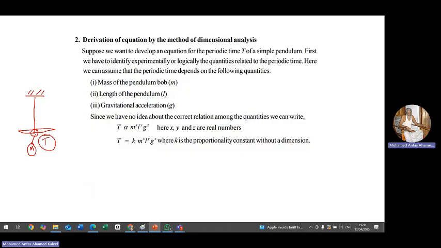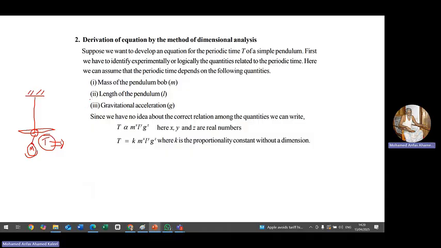If the pendulum mass is high, what happens? The oscillation will not be much. If the pendulum has a small mass, it will oscillate easily. So the time taken for the oscillation will be higher. So the periodic time of the pendulum depends on the mass.